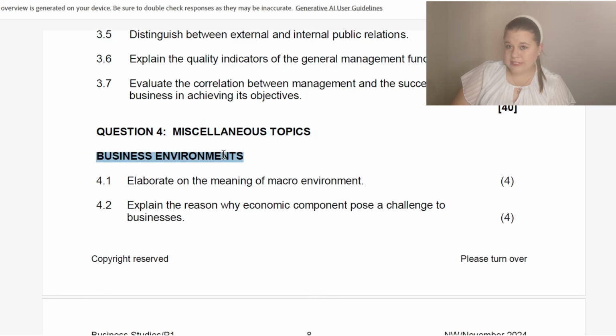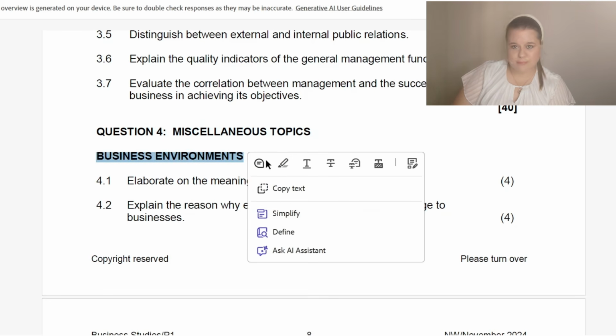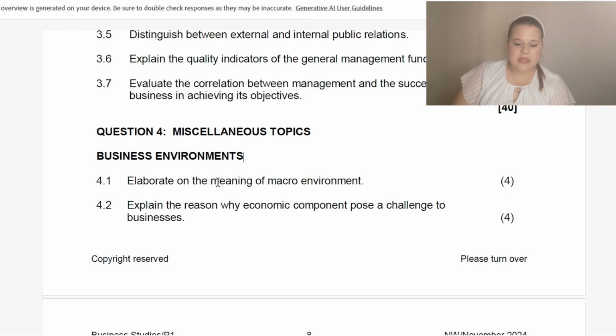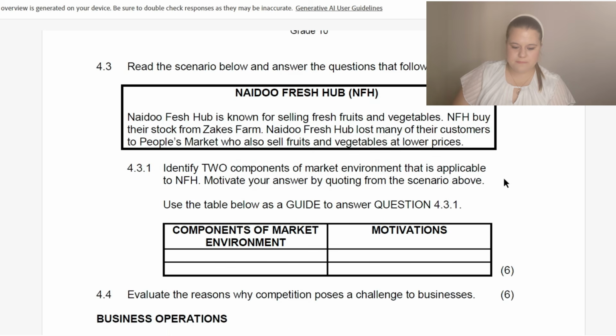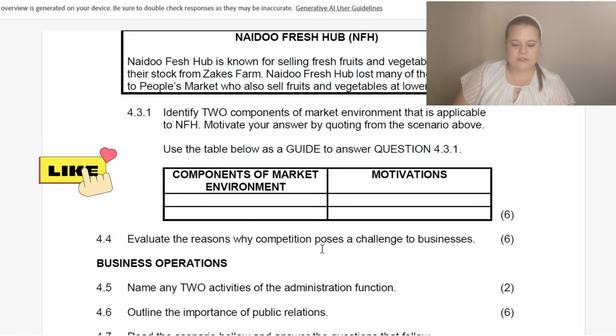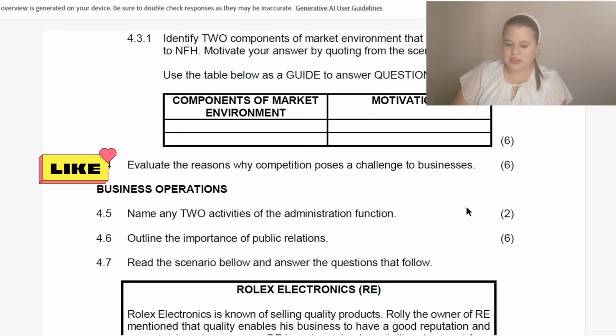Do you see here once again? We start with business environments. Elaborate on the meaning of macro environment. Explain the reason why economic component poses a challenge to businesses. Identify 2 components of the market environment. Evaluate reasons why competition poses a challenge.